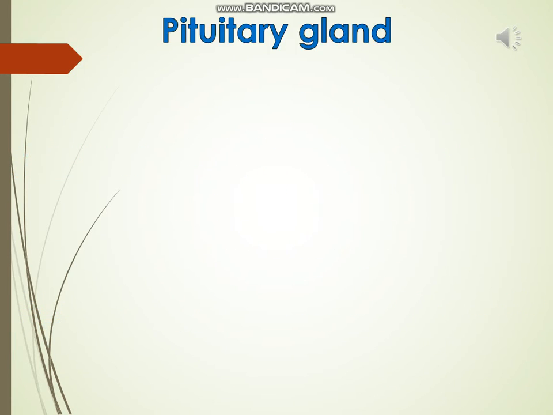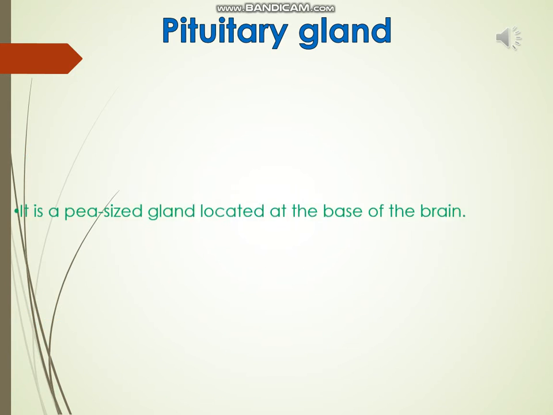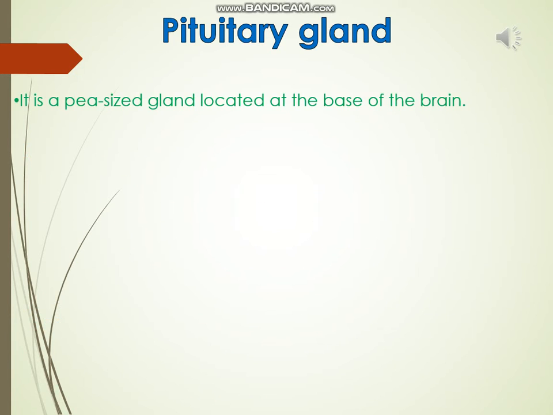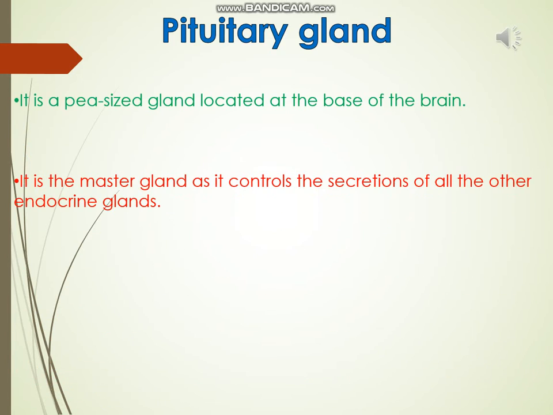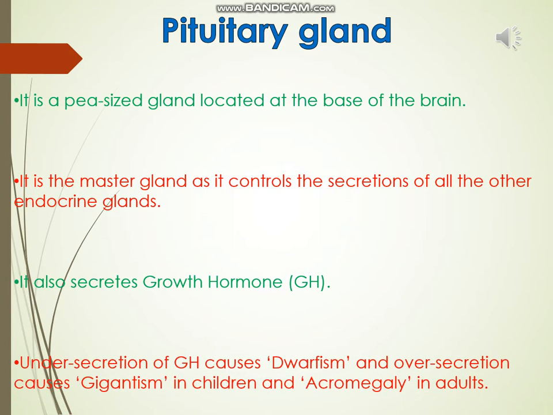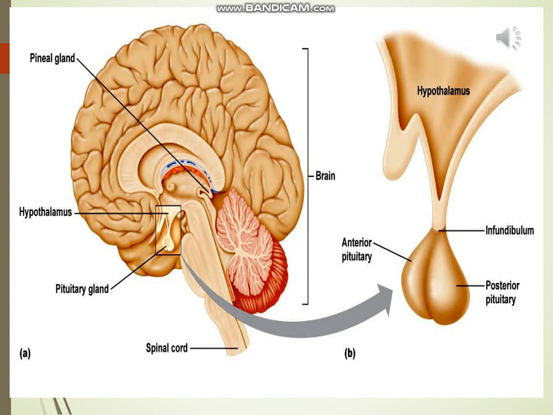Pituitary gland. It is a pea-sized gland located at the base of the brain. It is the master gland as it controls the secretion of all the other endocrine glands. It also secretes growth hormone, that is GH. Undersecretion of growth hormone causes dwarfism, and oversecretion causes gigantism in children and acromegaly in adults.